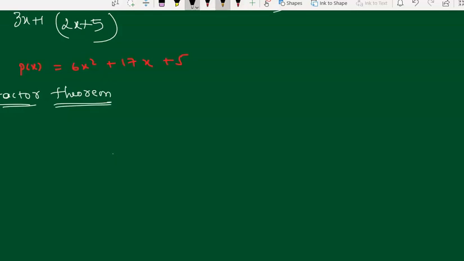Simple. You know the factor theorem: we have to find the values of a and put them in the polynomial. For those values of a for which it turns out to be 0, we call them the zeros of the factors. So let's take the given polynomial here. P of x is equal to 6x square plus 17x plus 5.